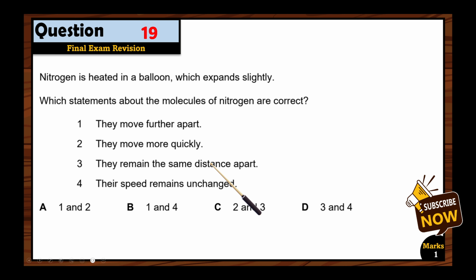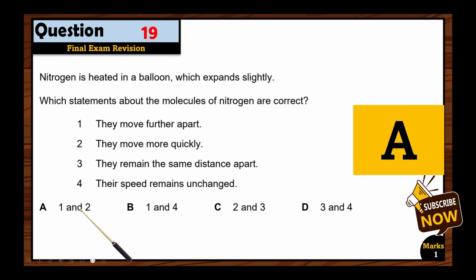So particles are moving far apart. And if you see here, which expands slightly, what does it mean? It means the balloon has expanded. So what does it mean? It means that the distance between the particles has also increased. So option 3 is wrong. Option number 4, their speed remains unchanged. That is wrong because you have heated it. Heat always gives more kinetic energy to the particles, so the speed of the particles will increase. It means option 3 and option 4 are both wrong. Option 1 and option 2 are right. So option A is right because options 1 and 2 are right.